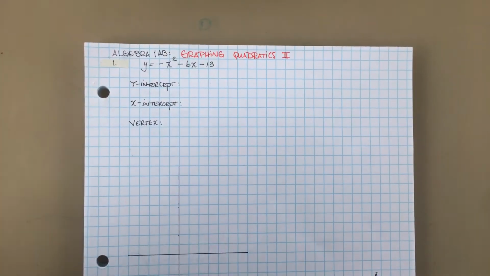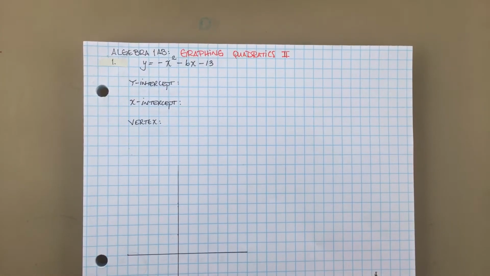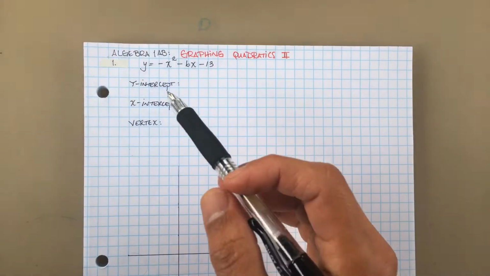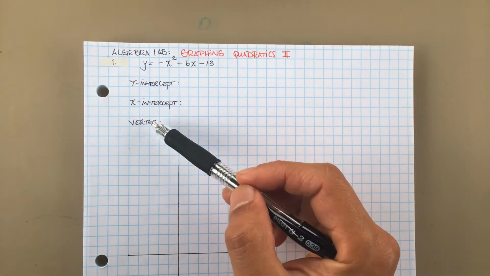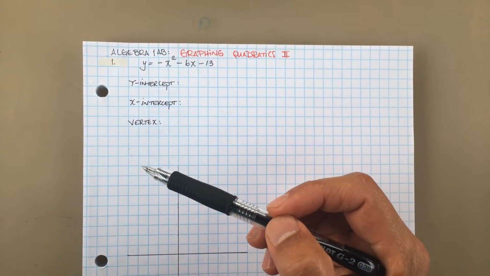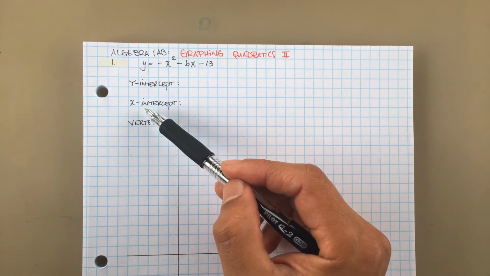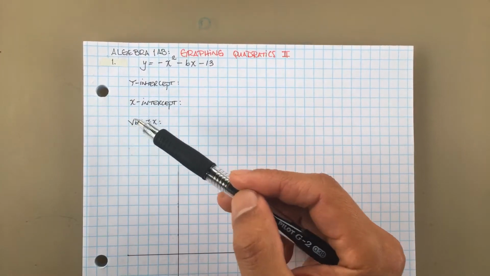Hey guys, in this video I want to continue going over some problems of graphing quadratics. En este video vamos a continuar a practicar cómo hacer la gráfica del cuadrático. So there's three things that you're going to need. You're going to need the y-intercept, the x-intercept, and the vertex. Vamos a necesitar tres características del cuadrático, donde intercepta la y, donde intercepta la x y la vértice.